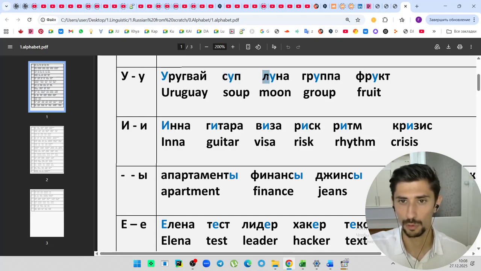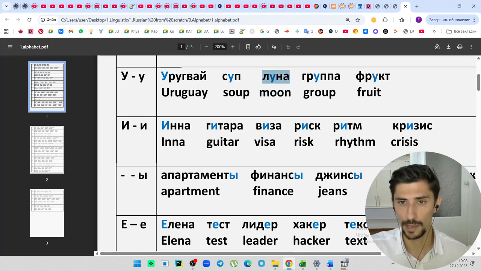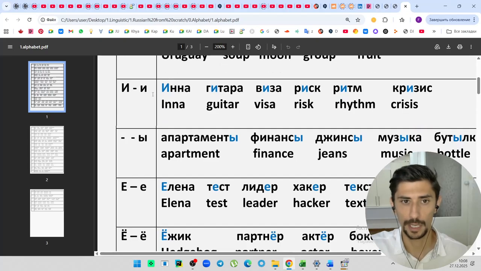Next example, soup. Next example, Luna. I know it's not like in English, but some words I include just because, for example, Luna exists in Italian and in Latin. In Russian, Luna has the accent on the second syllable. Luna, moon. Next example, группа. And the last word, fruct. Very good.